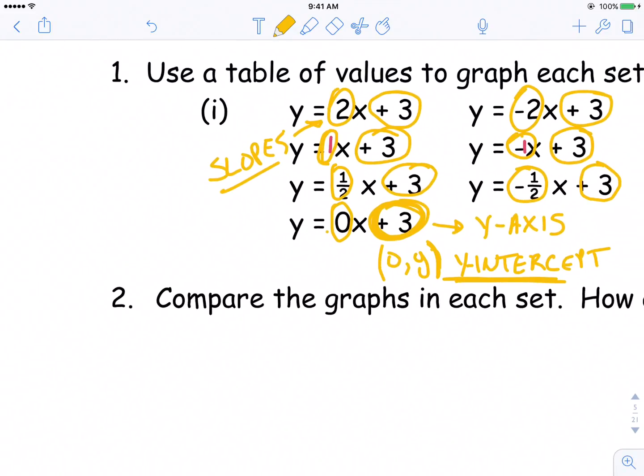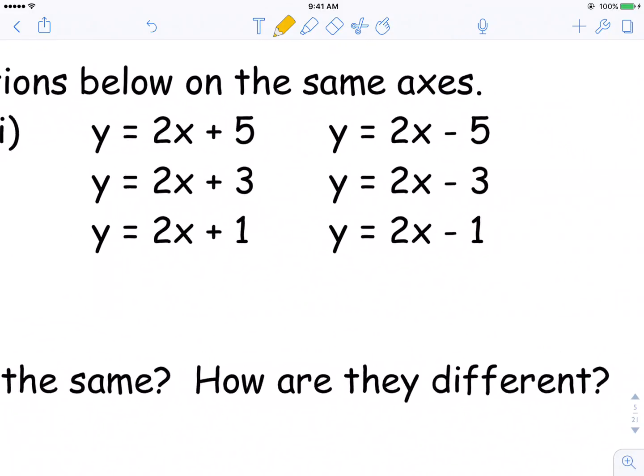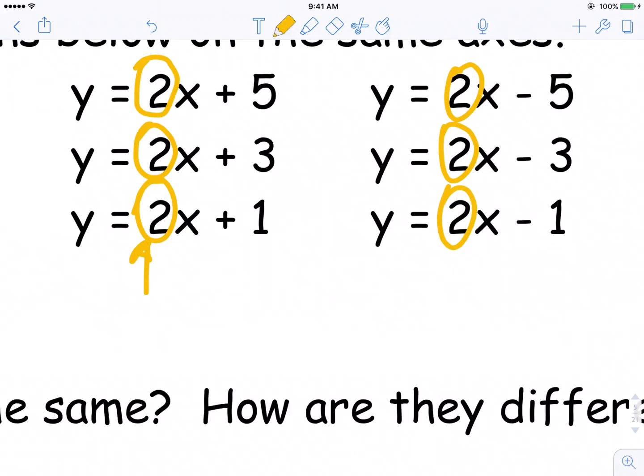And looking at the second set of equations, we could answer that same question. We know what the graphs look like. They're all parallel lines. What's the same about them? Well, they're all parallel. They all have the same slope. And again, what's the same about the equations? This number out in front of the x. These are all the same. This tells us the slope of our line.